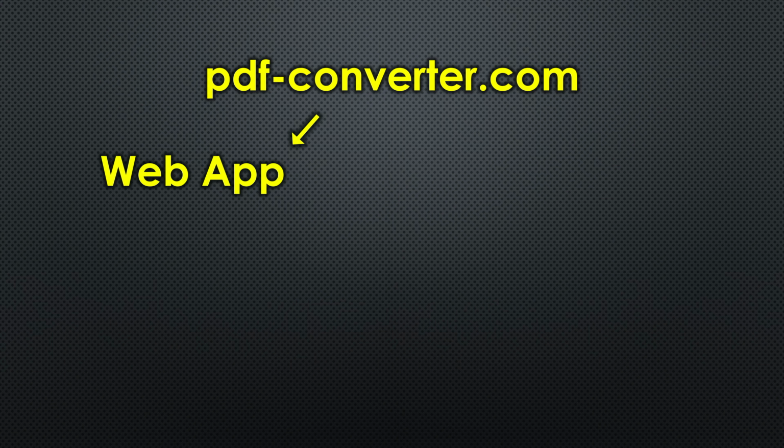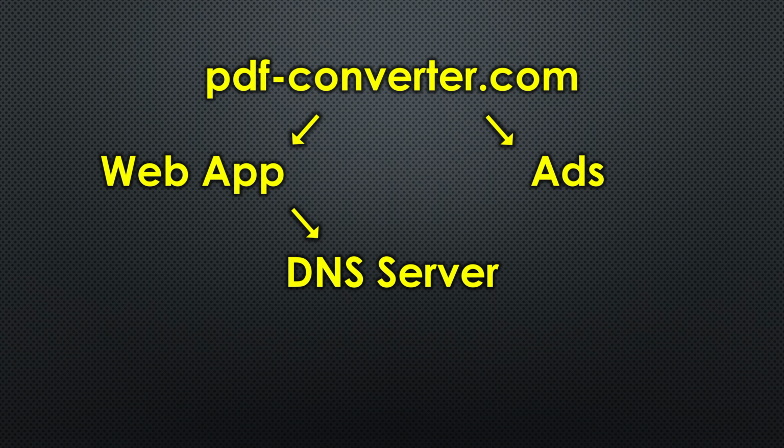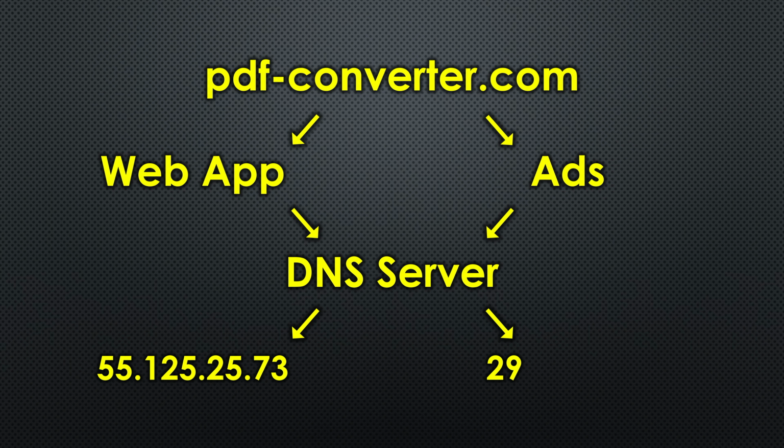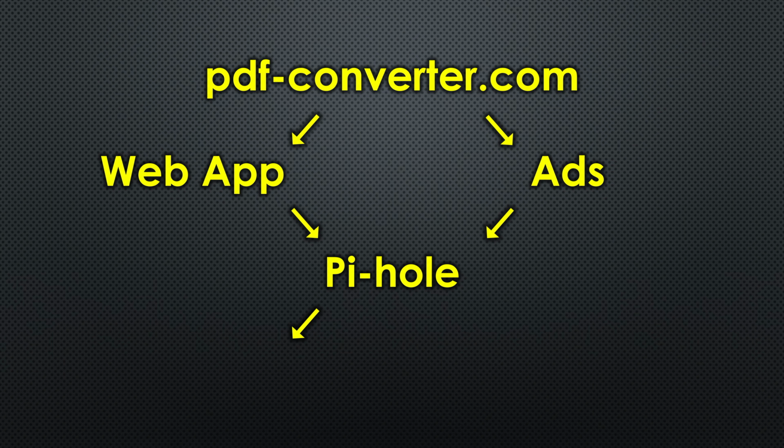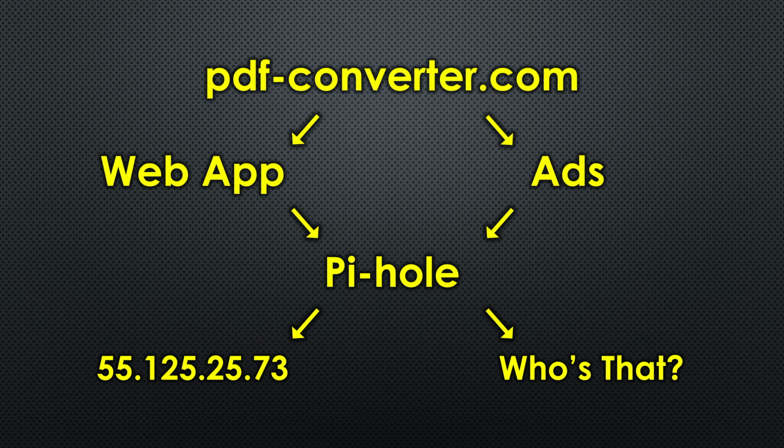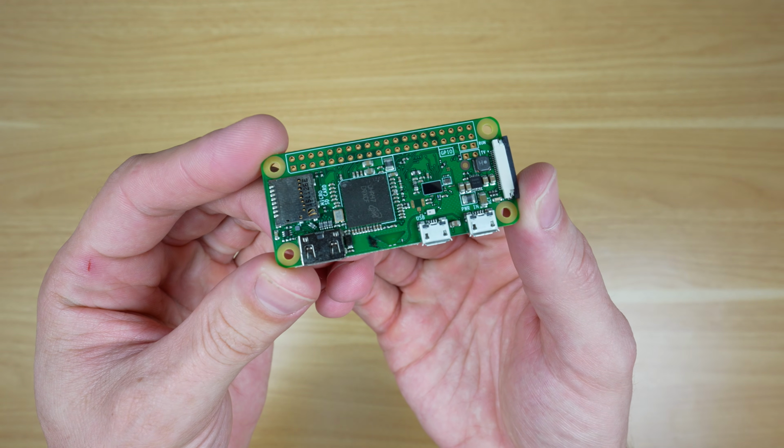Most websites don't come from just one place. The main content might come from one server, and the ads from a different server. So when your computer asks where the website is and where the ads and trackers are, Pi-hole responds by saying the website's here, but there's no address for the ad server. So your computer can load the website, but it can't load the ads and trackers, because it never gets their addresses.